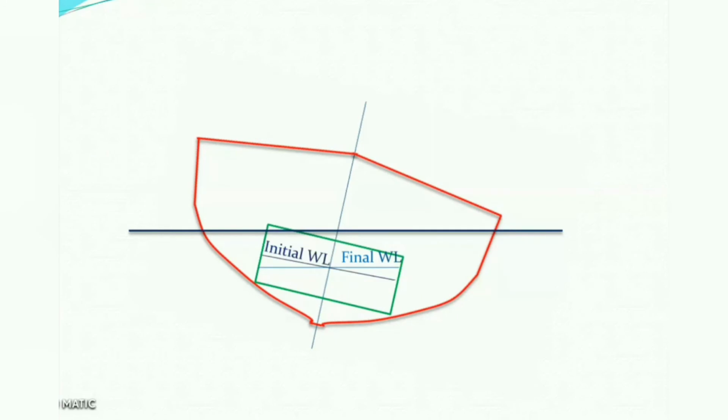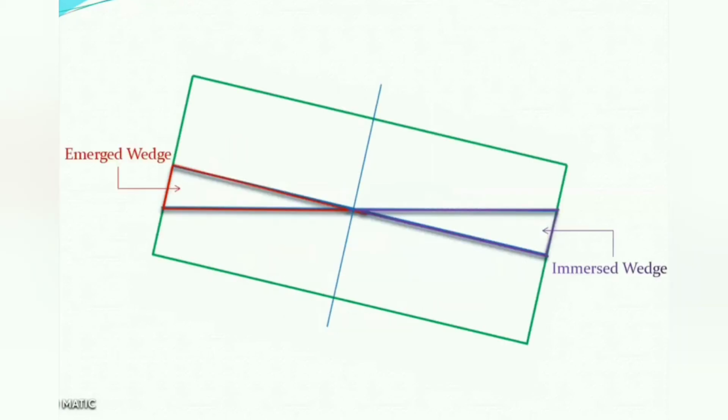The transference of liquid from one side to another takes place in the form of some triangular wedges, the wedges being called respectively the immersed wedge and the emerged wedge. Just by looking at this diagram, I hope you get to understand why it is called the immersed wedge and this one the emerged wedge.